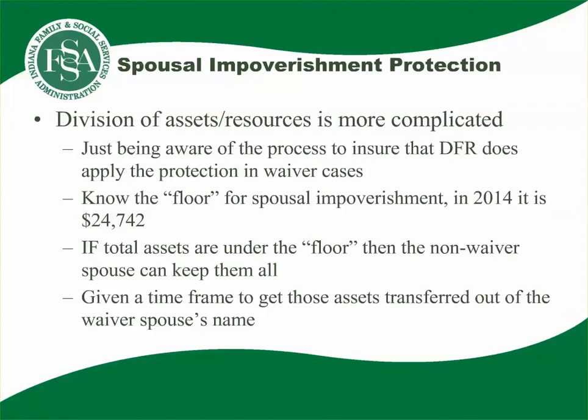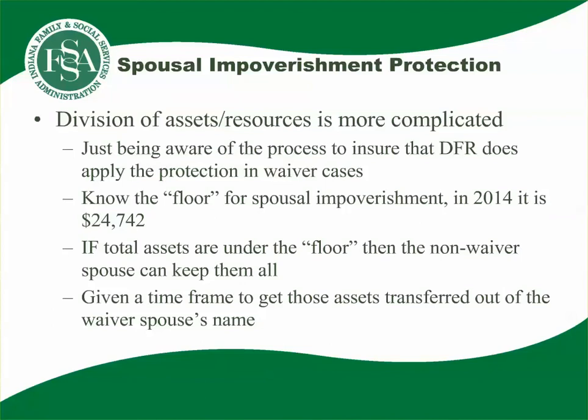Again, just be aware of the process. Just be aware that there is something called spousal impoverishment protection that should be afforded to waiver recipients. The DFR's job is to really sort that out and figure out how much of the assets need to be kept in the non-waiver spouse's name and how much can be transferred out of the waiver spouse's name. It's pretty complicated. It's all a matter of timing for when you apply and what your asset limit is at that moment.